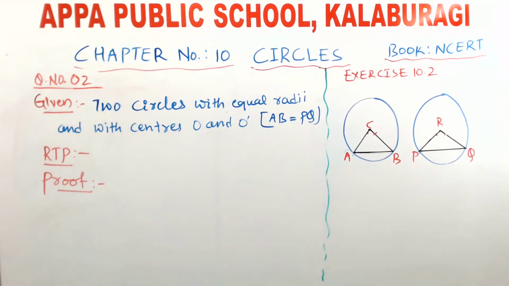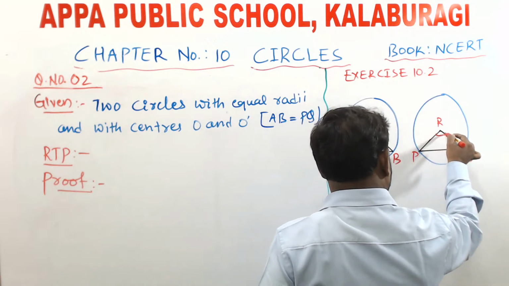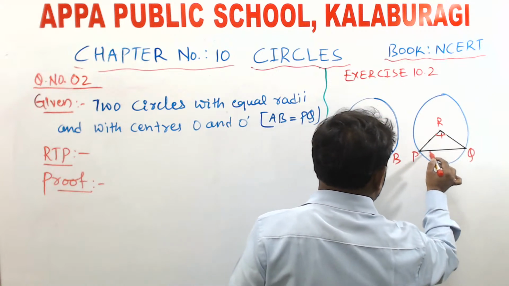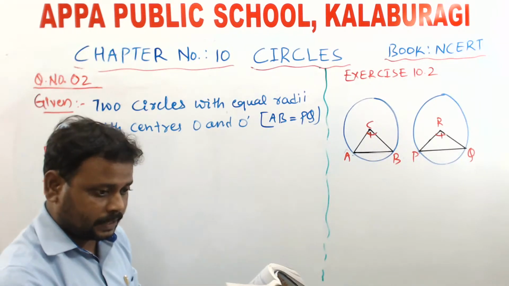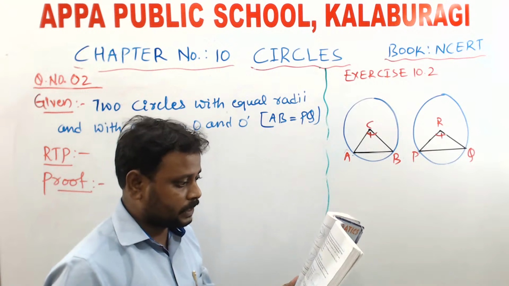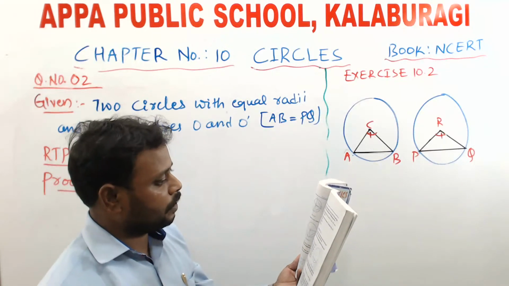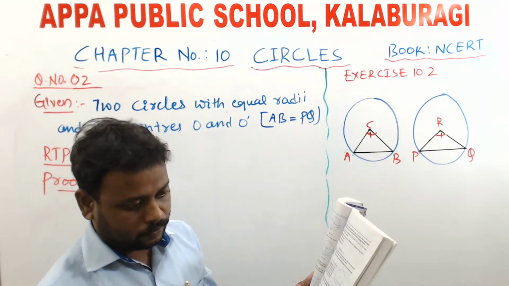See, two congruent circles in which here they have given these two angles are equal. So we have to prove here AB is equal to PQ. Listen, children, I will read the question on page number 173, exercise 10.2, second question. Prove that if chords of a congruent circle subtend equal angles at their center, then the chords are equal.